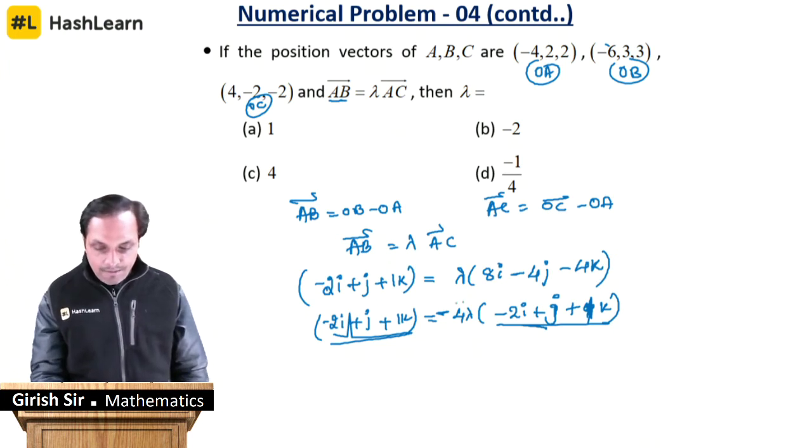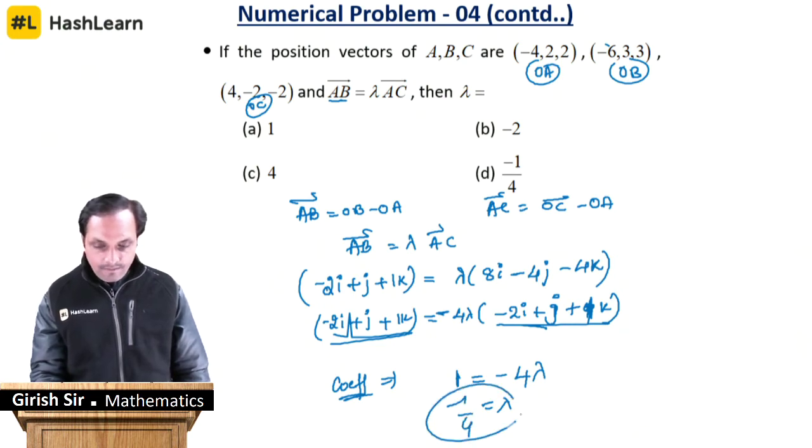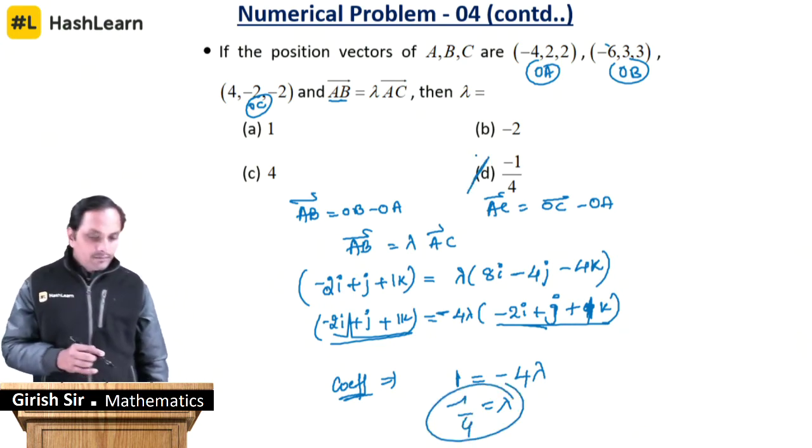Lambda is the coefficient here. If you want the coefficient, left hand side 1 and that side is -4 times lambda, so lambda is -1/4. Option D.